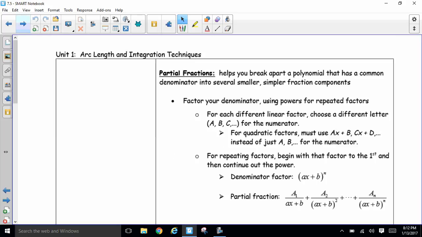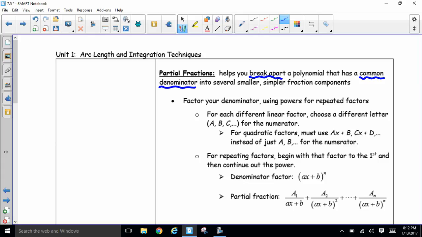But what we're going to take a look at is what our goal is with the technique and how it's going to work. So partial fractions, the goal is that we're going to break apart a denominator that we have, and actually it's going to be a common denominator that we find. So you're going to end up taking a fraction that has a common denominator and then splitting it into a bunch of smaller fraction components, the partial term.